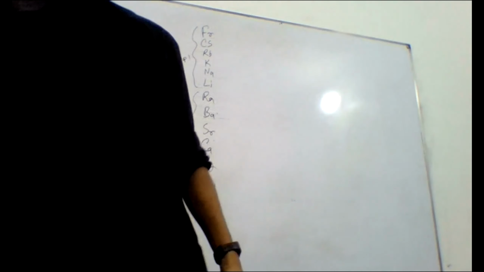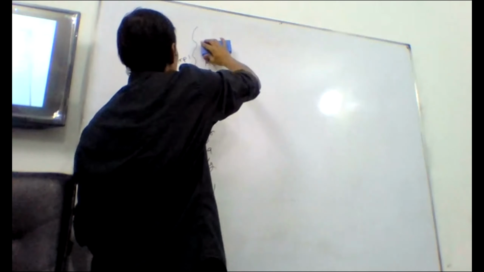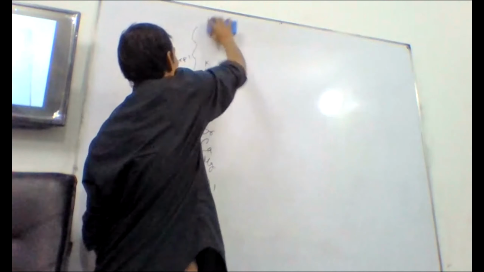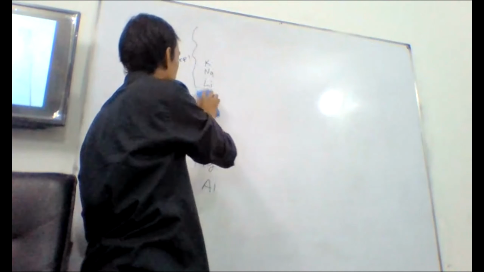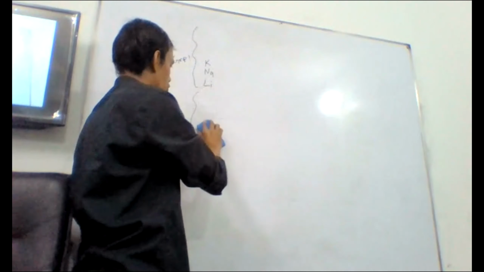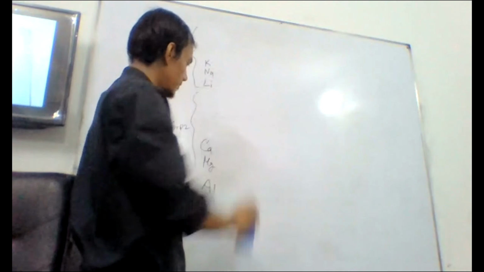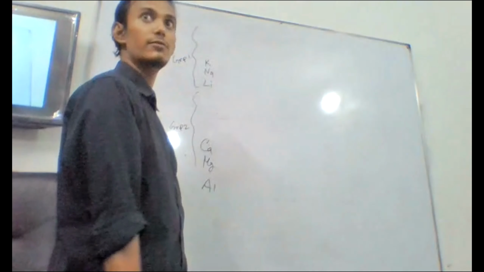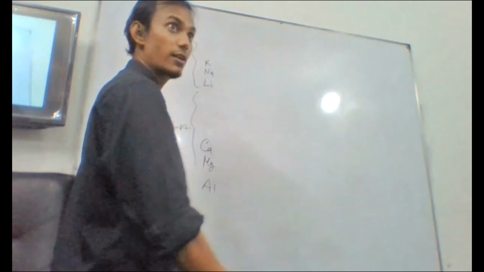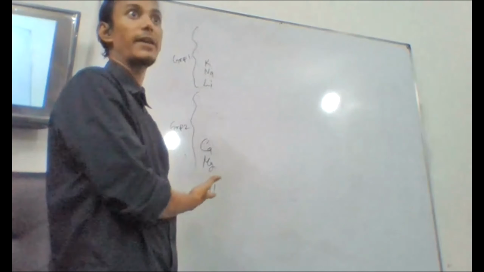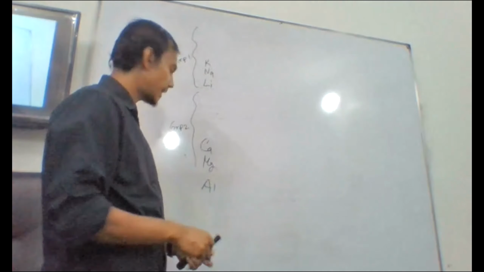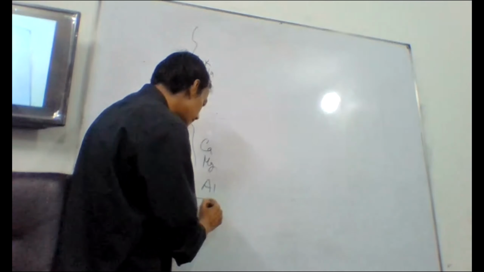So I'm basically erasing some stuff. Francium, cesium, rubidium, we are not taking, and radium, barium, strontium is not there. So this is how it goes. Right? I've made it short, but how it came, I just explained. Right? So aluminium. Then what? You see the reactivity series.